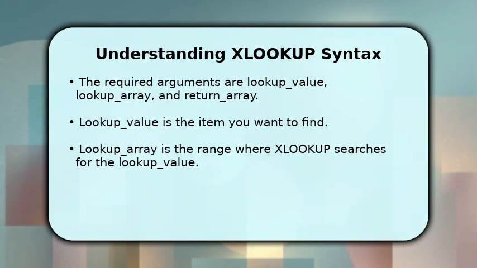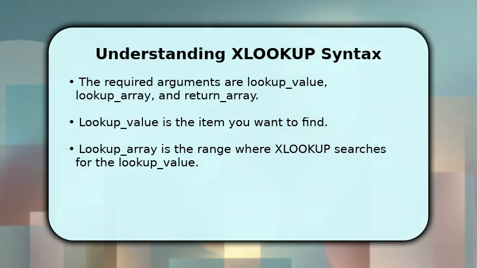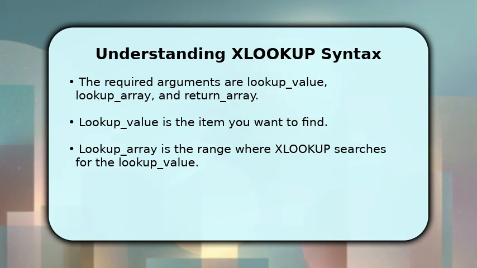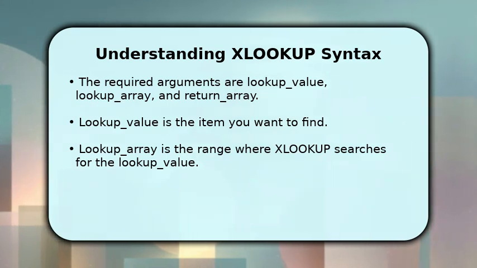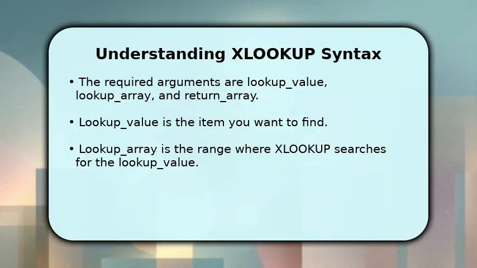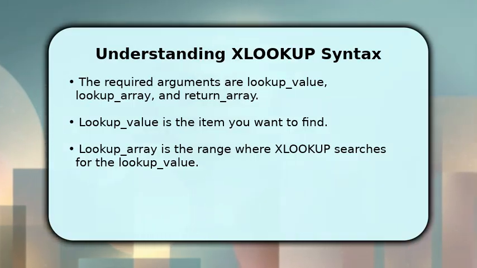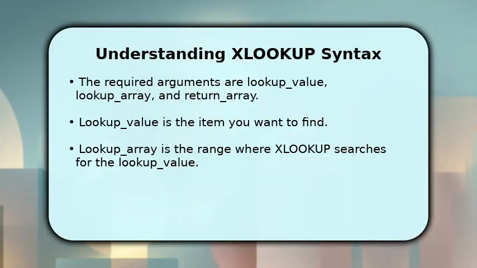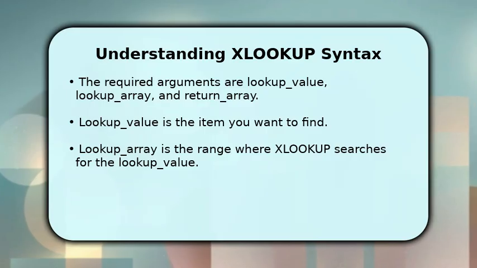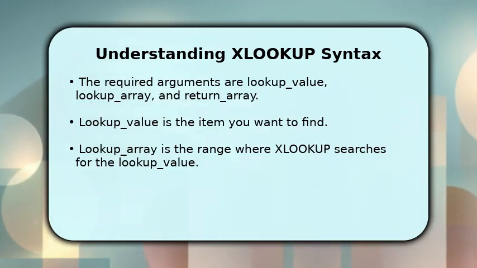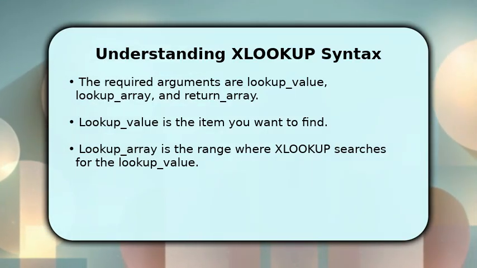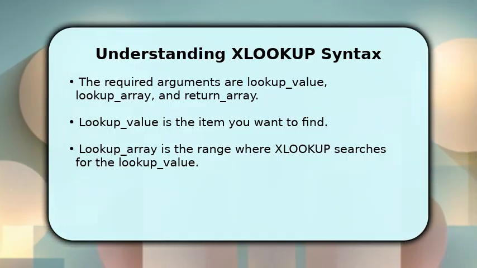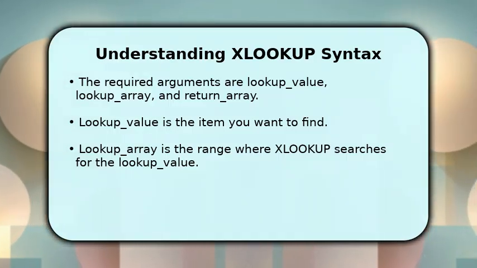Let's break down the XLOOKUP syntax. You'll start with an equals sign, then XLOOKUP followed by parentheses. Inside, the first argument is your lookup value, what you're trying to find. Next, specify the lookup array, which is the column or row where Excel will search for that value. Finally, define the return array, the column or row from which you want the corresponding result. These three arguments are essential for any XLOOKUP formula.